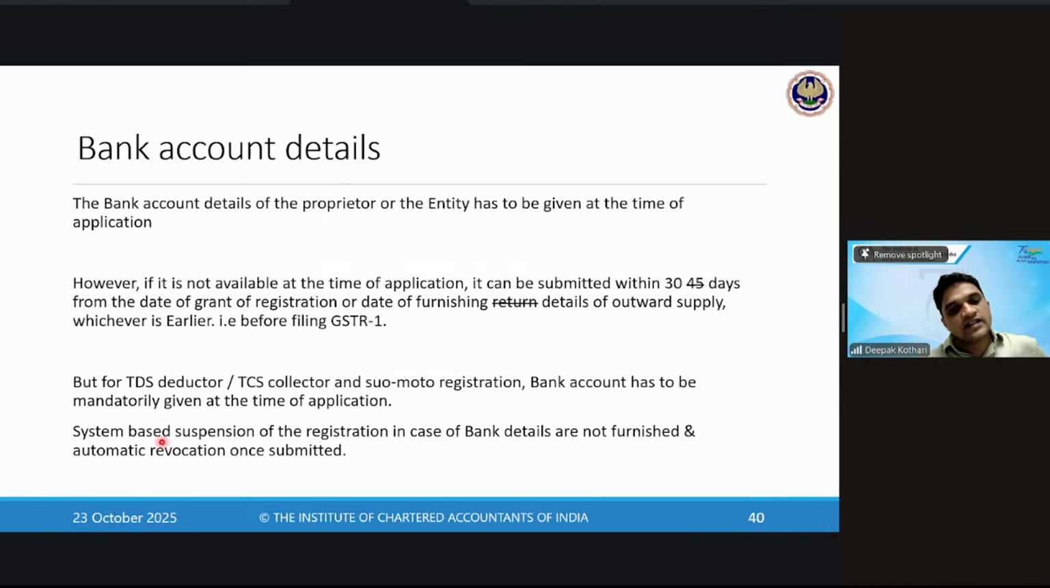अगर नहीं देंगे तो क्या सिस्टम बेस्ड सस्पेंशन हो जाएगा? System itself will suspend it saying that your bank account details are not furnished and you have to apply for revocation. That is, once you get your bank account, you give the bank account details, then that is called revocation. कि आपका registration suspend हो गया है, अब आपको क्या करना है, you can't do any business, you can't file your returns. So you get the bank account details and give them, and the registration will open up. That is called revocation. So once cancellation and then revocation, and before cancellation, it's called suspension, suspension, then revocation.